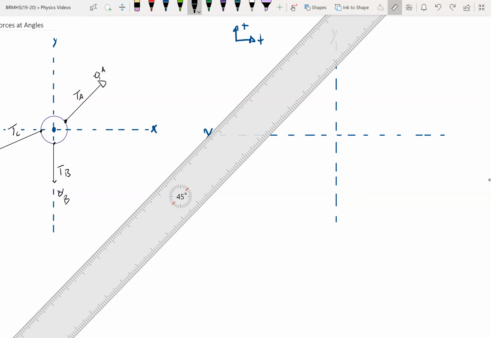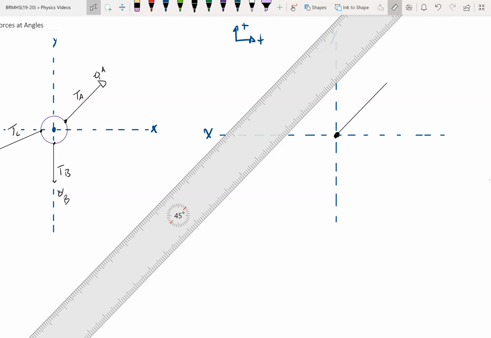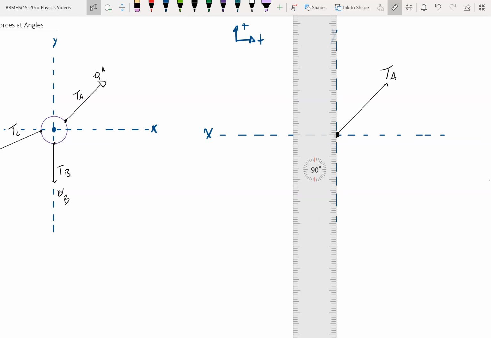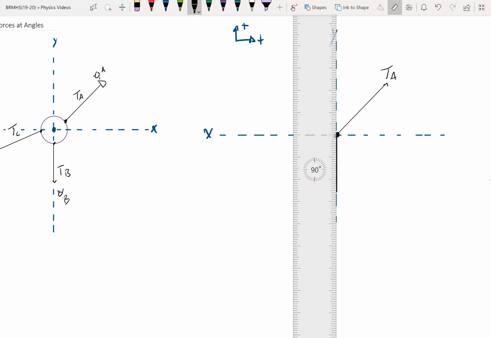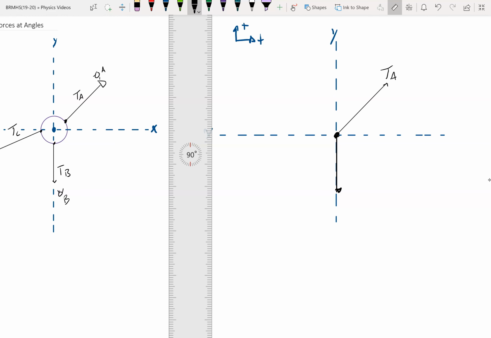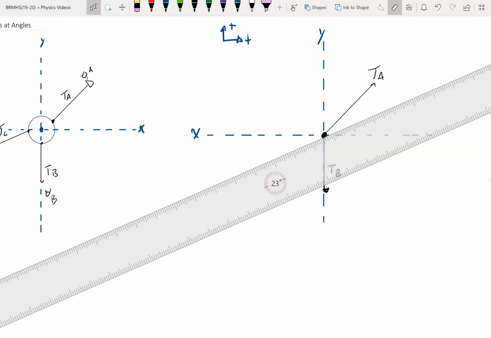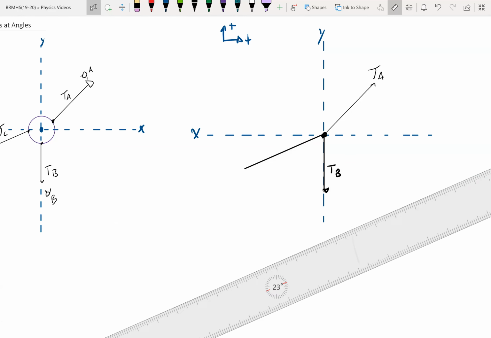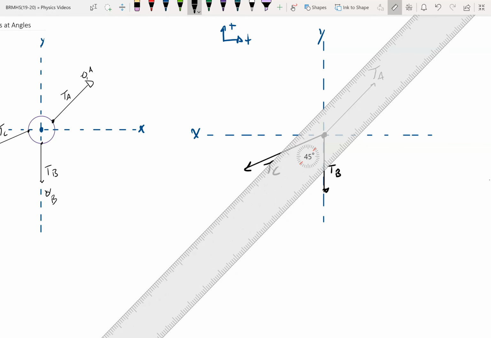So here's our dot for our hula hoop, the center of mass. That's our object. We've got a tension force here. That's A, so we call it TA. Tension force B is the one that's straight down. Say it's about that far. There's tension B. And then we have tension C, which was at this strange 23-degree angle that I picked for no reason. It doesn't matter how long it is. It's just an example. So say that these are the forces, tensions A, B, and C.